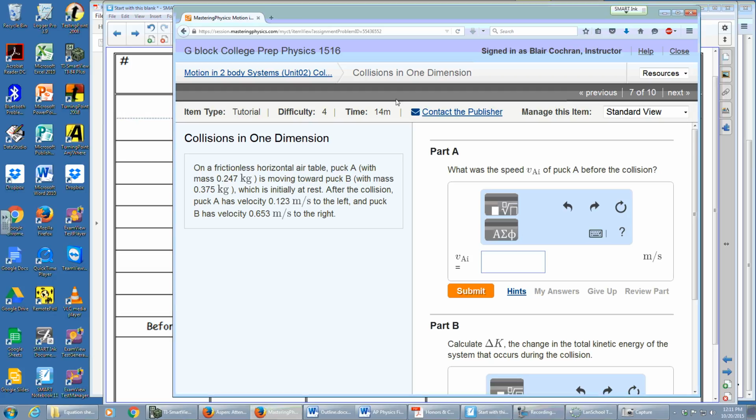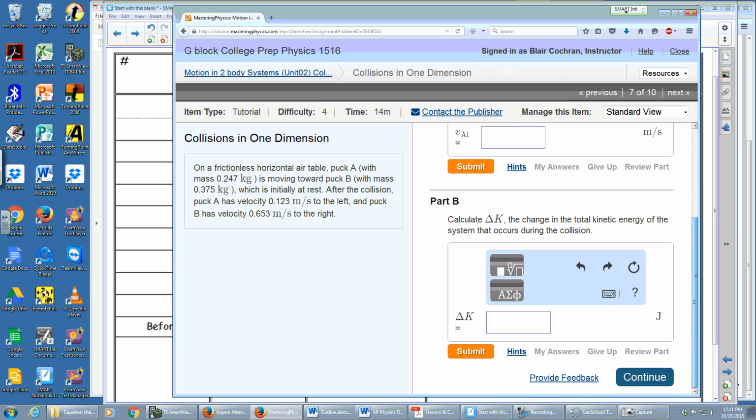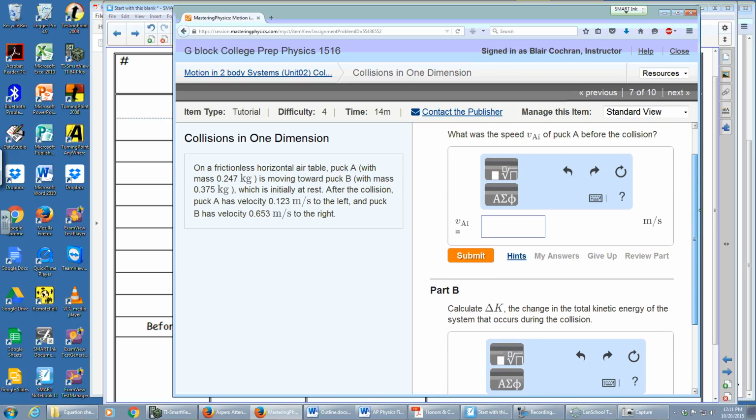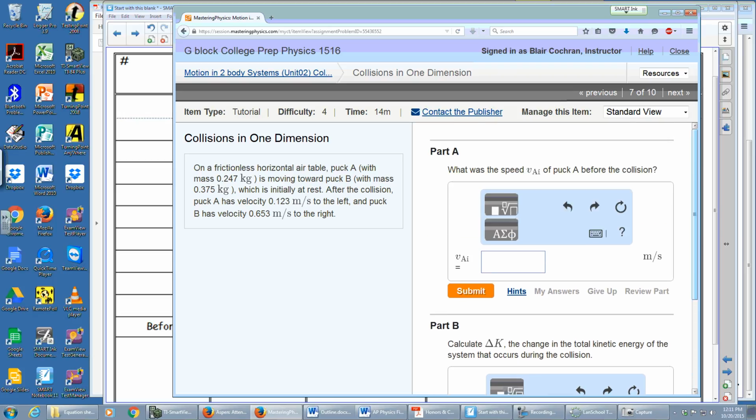All right, so let's see. We have the first narrative. Puck A is this. It's moving towards puck B with this. It's initially at rest. Velocity of this to the left, velocity to the right. And they want to know the speed of one of them before the collision, and the change in kinetic energy of the total system that occurs during the collision. All right.